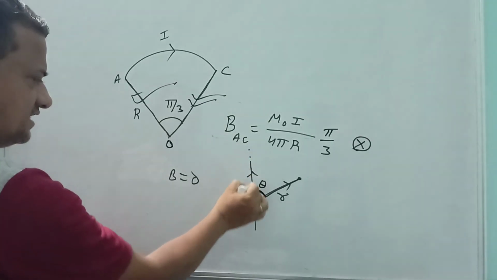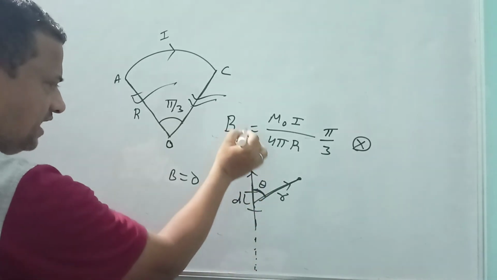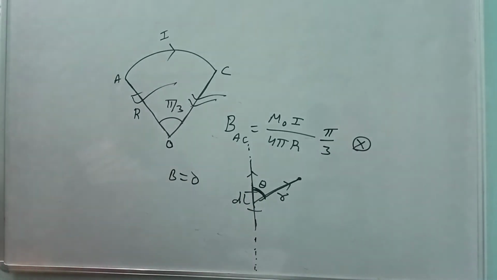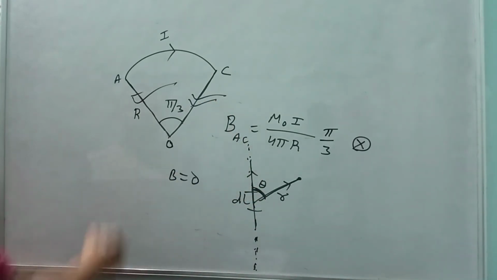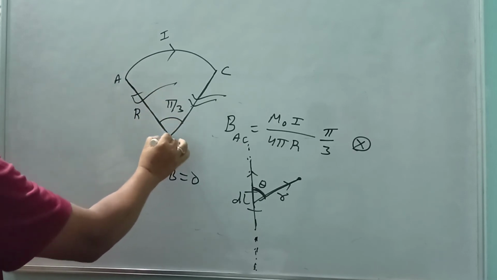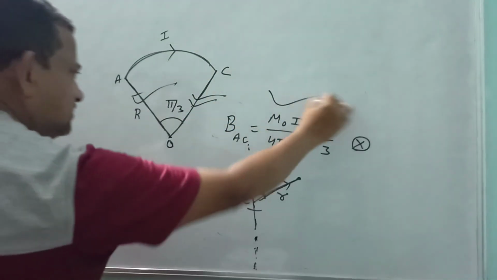If theta is 0, it means the point lies on the axis. Here is the point, here is the point. If the point lies on the axis, then theta is 0, and theta 0 means sine 0 is equal to 0. That's why the magnetic field at this point is 0. So for this conductor, the magnetic field is 0 at this point. It only exists for this arc, and this is the answer.